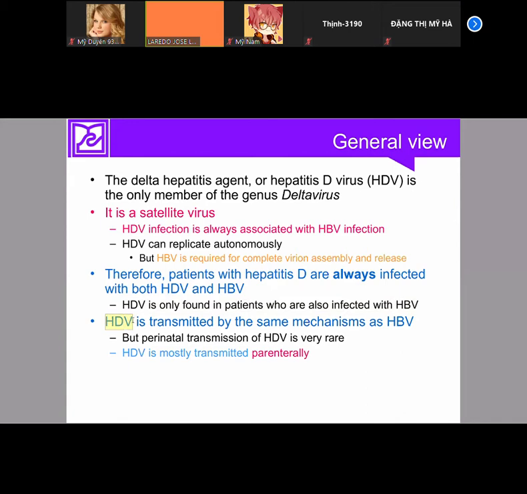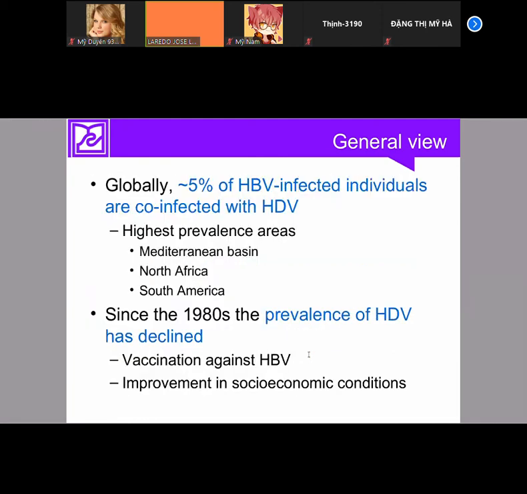Hepatitis D virus is transmitted by the same mechanisms as hepatitis B. But the most important is parenteral transmission through the blood. Sexual transmission is possible. Mother to child transmission is also possible, but both are very rare. The most common way of transmission of hepatitis D is parenteral transmission through the blood. Around 5% of people in the world who are already infected with hepatitis B are also infected with hepatitis D.